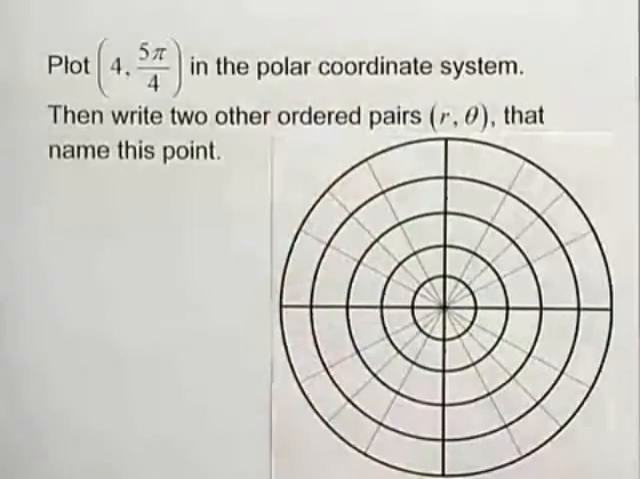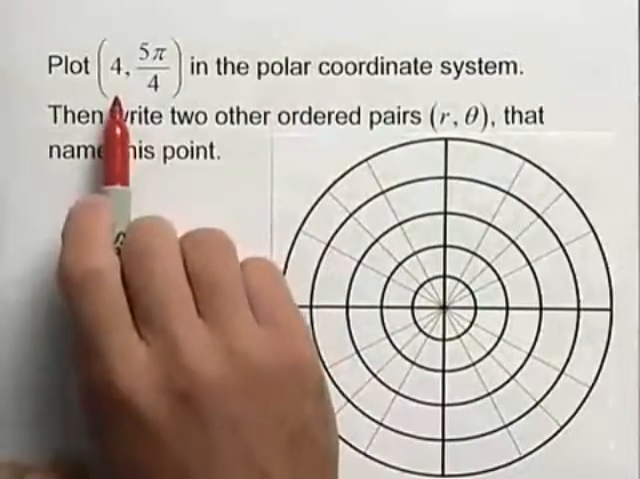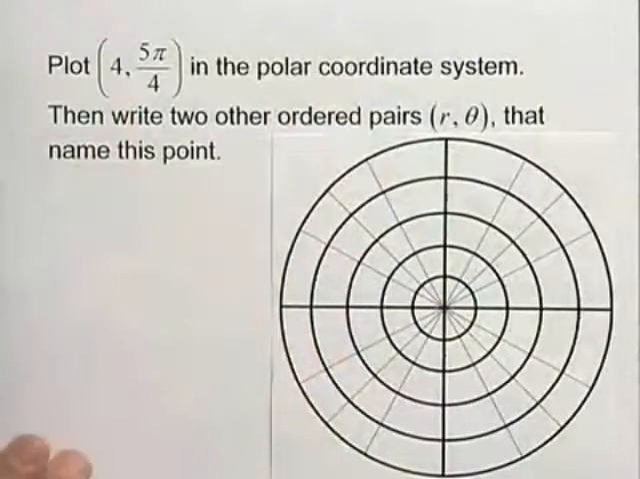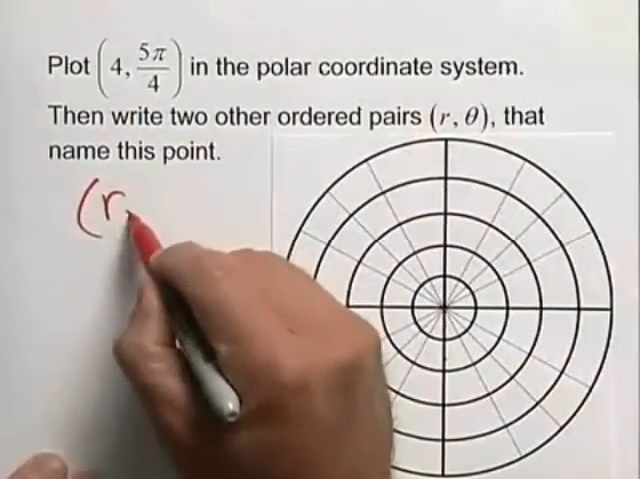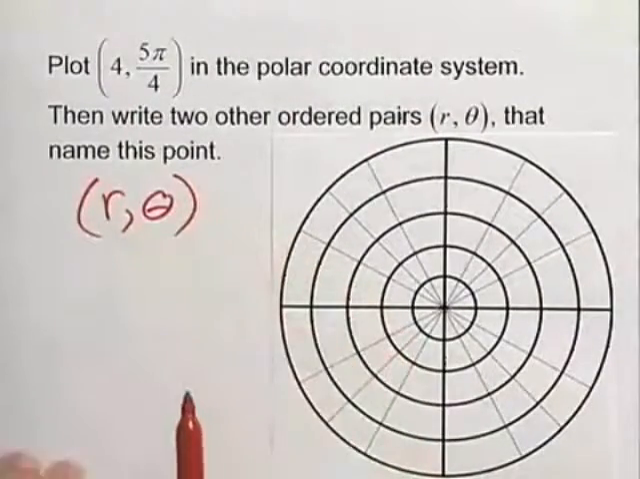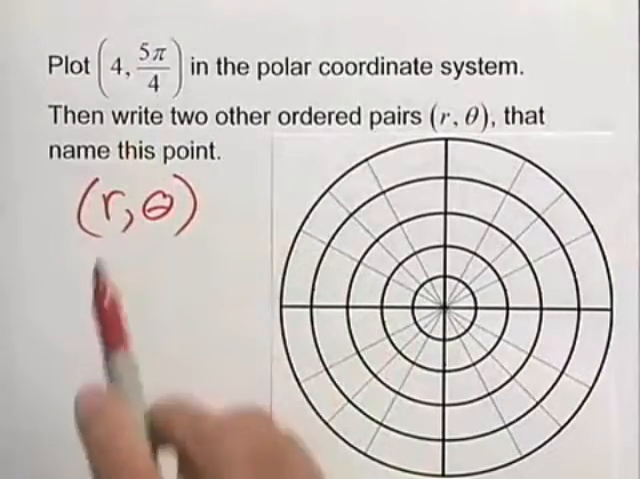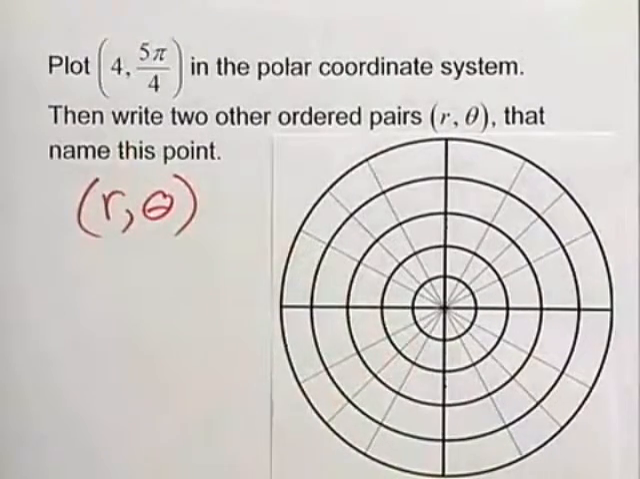Let's plot a point on the polar coordinate system. We're given the point (4, 5π/4). Remember that in the polar coordinate system, our ordered pairs are of the form (r, θ). So in this case, our radius is 4 and our angle is 5π/4. And if you're more comfortable, convert that over to degrees.